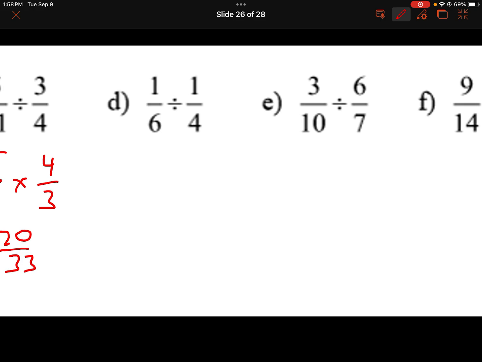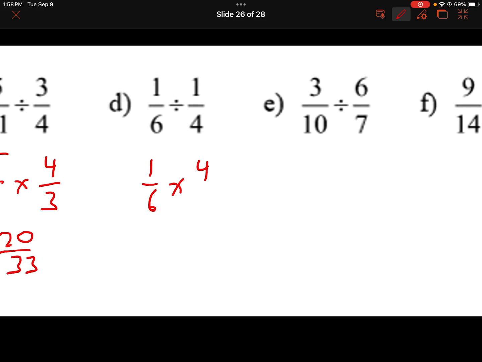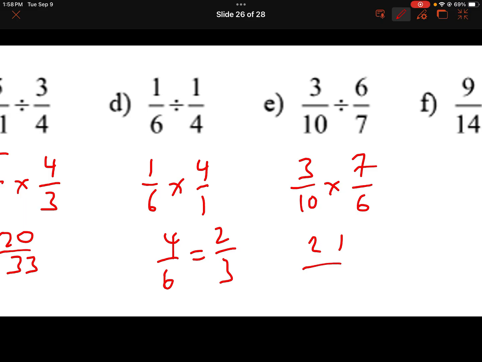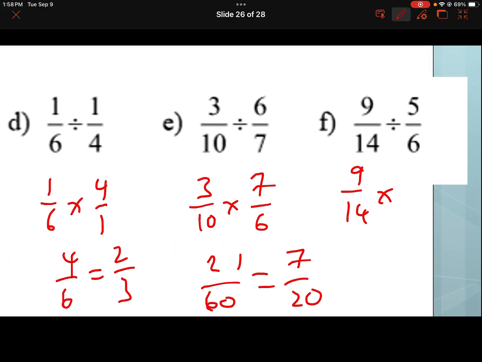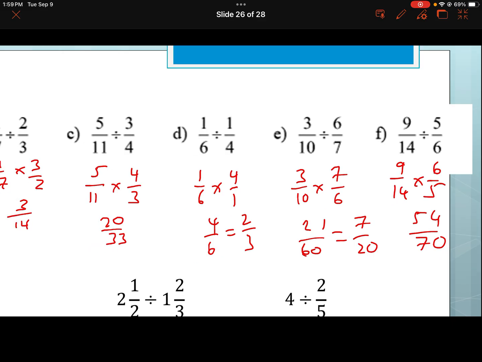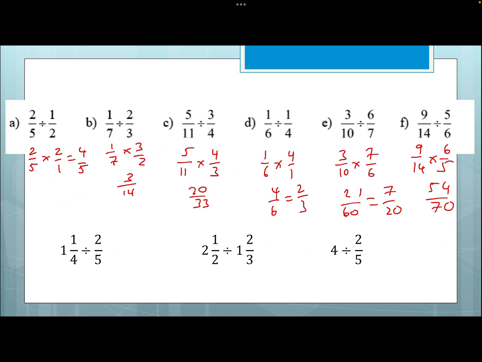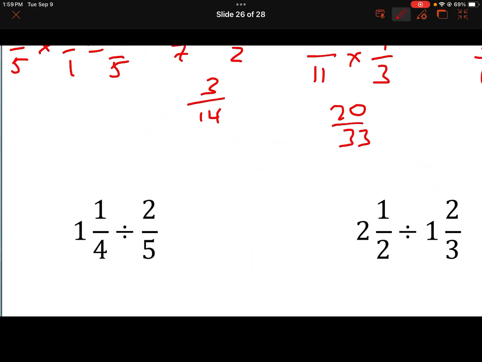Well, this gets you 1 over 6 times 4 over 1, which gets you 4 over 6, which you could turn into 2 over 3. This gets you 3 over 10 times 7 over 6, which could get you 21 over 60, which you could, if you've seen it, get you 7 over 20. And then last on this line, 9 over 14 times 6 over 5 gets you, 9 times 6 is 54 over 70. You probably could simplify that. I'm not going to.